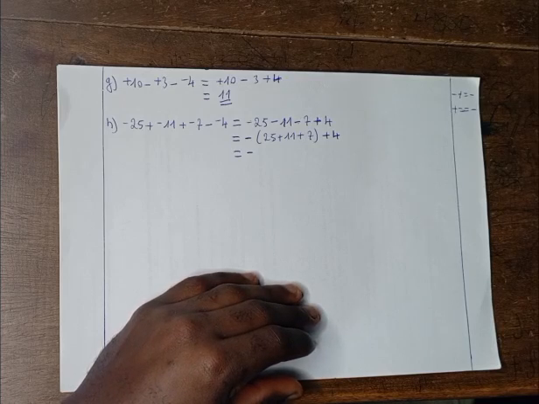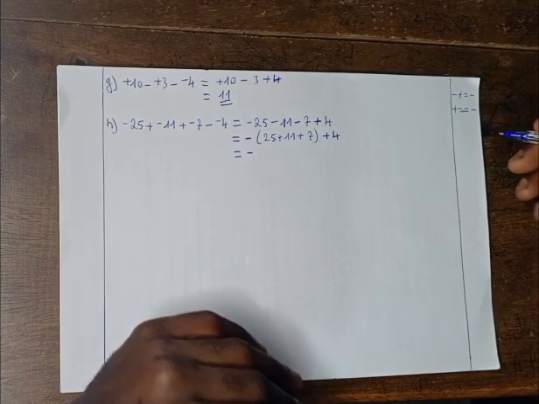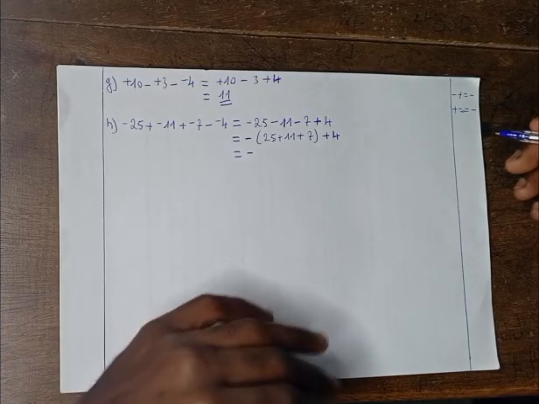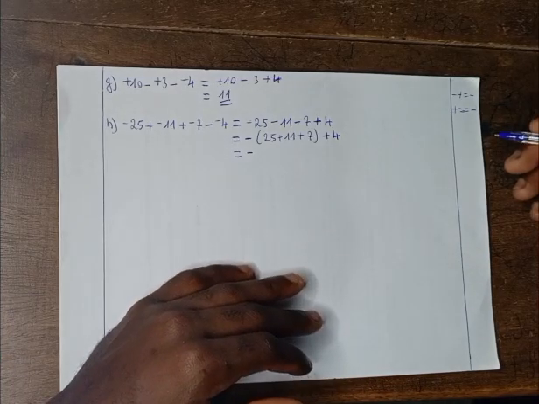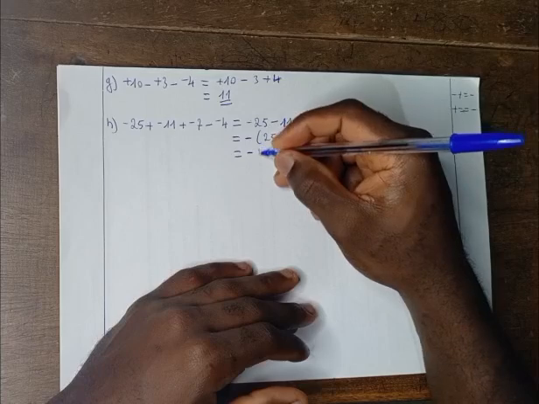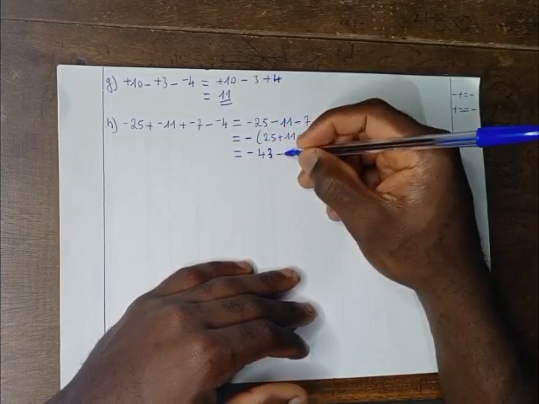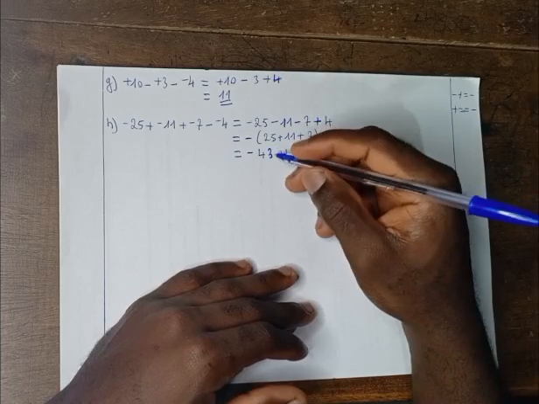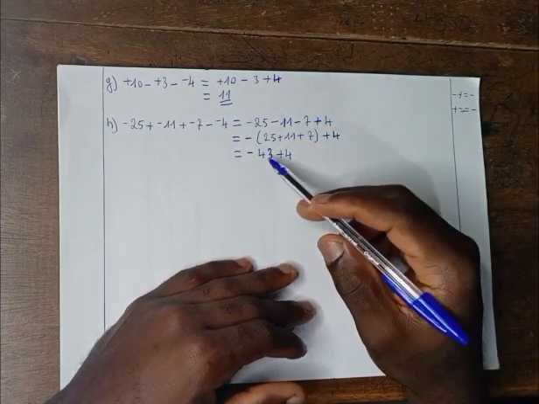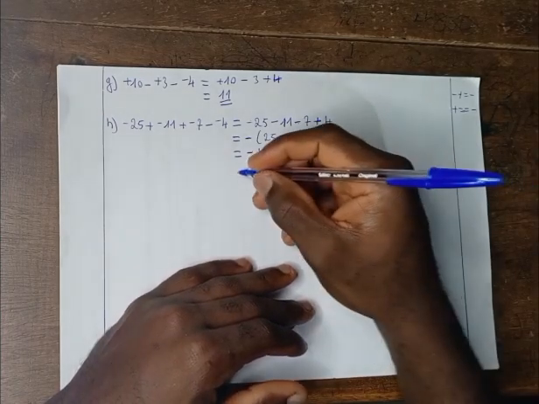36 plus 7 gives us the number 43. So this will give us negative 43 here plus 4.